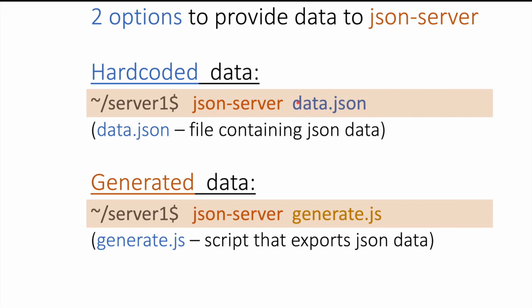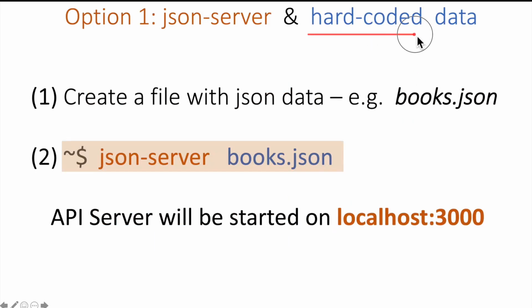And when we run this command, JSON server will make the JSON data that is in this file available via an API. The second option is we can generate data using a script. If generate.js is a script that exports JSON data, then we can run this command, json-server space generate.js, and JSON server will make the data that is generated by this script available as an API. So there are two options to provide data to JSON server. The first is we can pass a JSON file to it, and the second is we can pass a script to it. Let us first discuss the hard-coded data option.